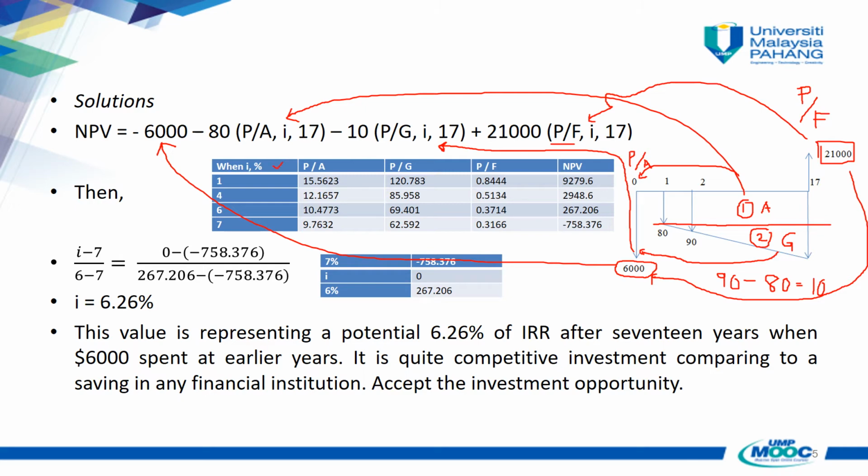Okay, column 1, 2, finding P when you know the A, another column here, finding P when you know the G here. Okay, and then finding P when you know the F. Alright, and then the sum of our NPV.